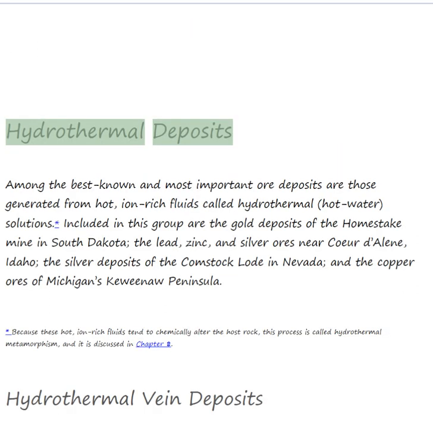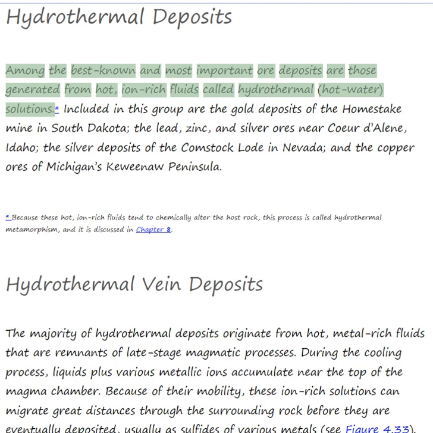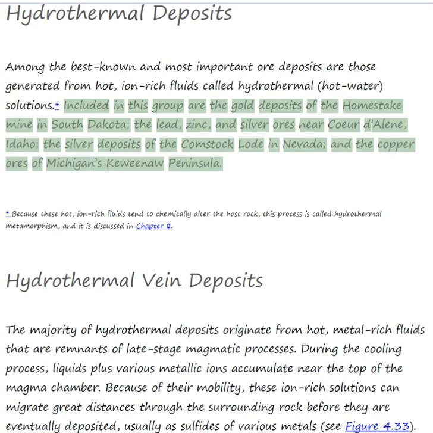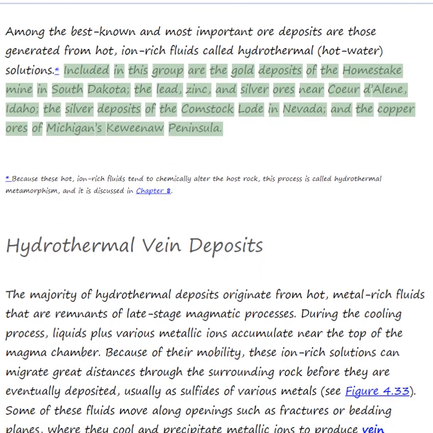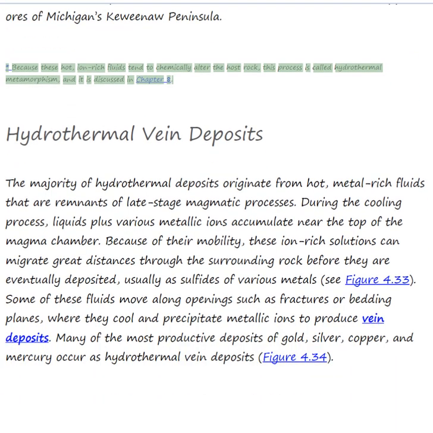Hydrothermal deposits. Among the best-known and most important ore deposits are those generated from hot, ion-rich fluids called hydrothermal solutions. Included in this group are the gold deposits of the Homestake Mine in South Dakota, the lead, zinc, and silver ores near Coeur d'Alene, Idaho, the silver deposits of the Comstock Lode in Nevada, and the copper ores of Michigan's Keweenaw Peninsula. Because these hot, ion-rich fluids tend to chemically alter the host rock, this process is called hydrothermal metamorphism, and it is discussed in Chapter 8.